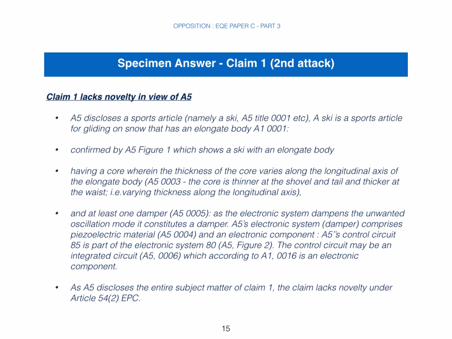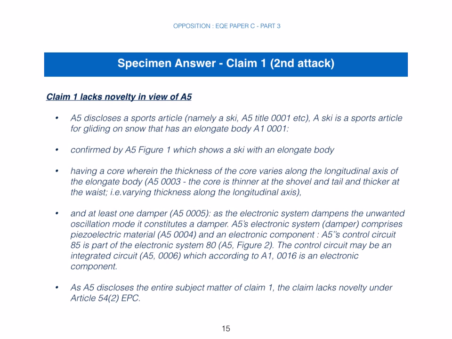A5 discloses a sports article, namely a ski (A5 title, paragraph 1, etc.). A ski is a sports article for gliding on snow that has an elongate body (A1, paragraph 1). Confirmed by A5 figure 1, which shows a ski with an elongate body. Having a core wherein the thickness of the core varies along the longitudinal axis of the elongate body (A5 paragraph 3).